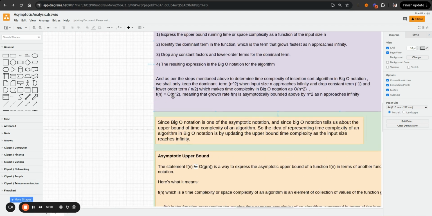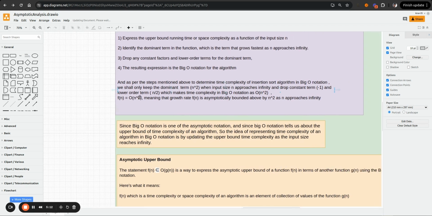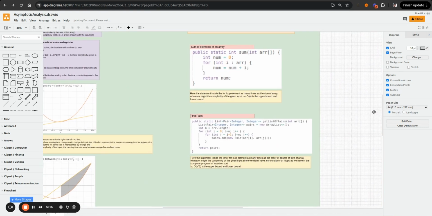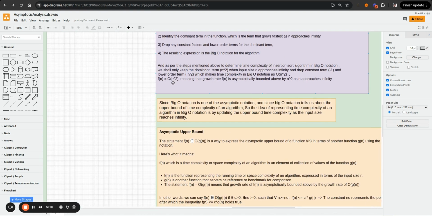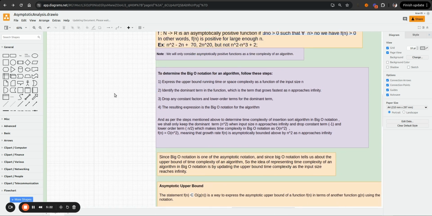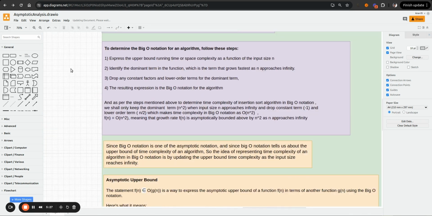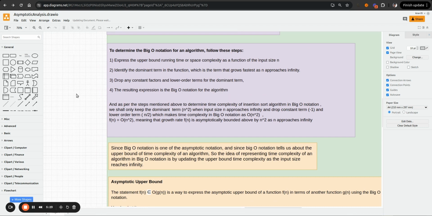So we can say that big O of n square is the time complexity of this algorithm. The algorithm is this insertion sort algorithm. Yeah, so this is how to express the time complexity of an algorithm in big O notation. So till now, I have been saying big O notation is the upper bound, right? So here, this is the time complexity of insertion sort.